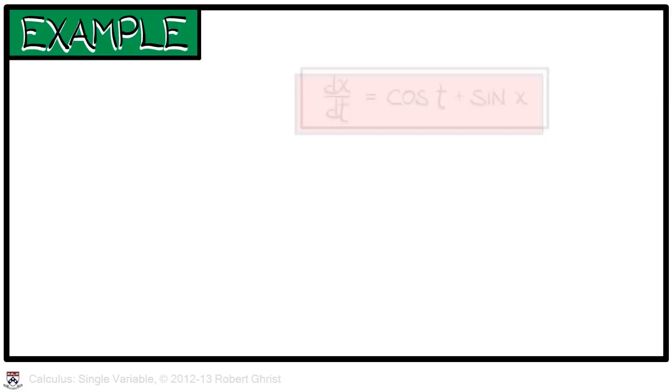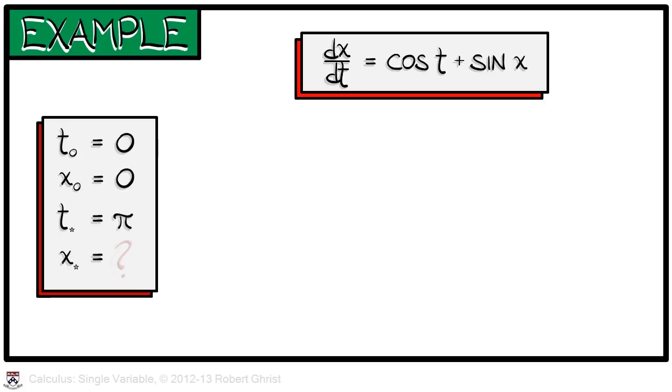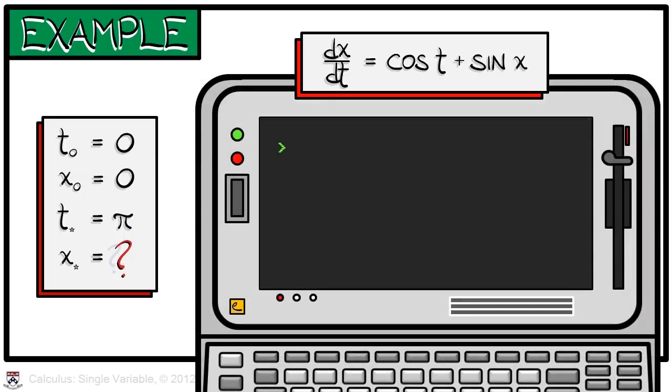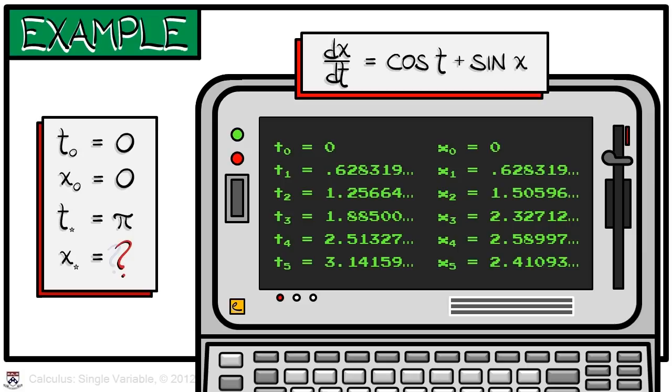What happens when we do an example, the answer to which we don't already know? Consider dx/dt equals cosine t plus sine of x with an initial time of 0, an initial value of 0, and a final time of pi. I don't know what the final value should be. This is not a separable equation, and so we're going to fire up the computer, program in, let's say, 5 time steps, and see what it says. We will break up the time interval into 5 equal sub-intervals, and then use Euler's method to approximate what x sub 5 should be. And we get a value of about 2.4.